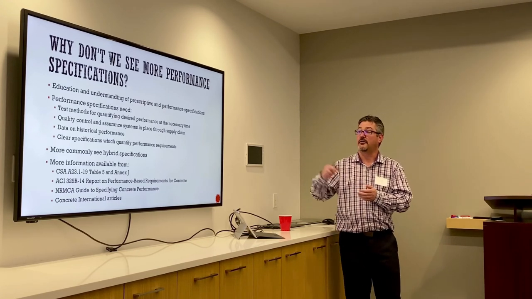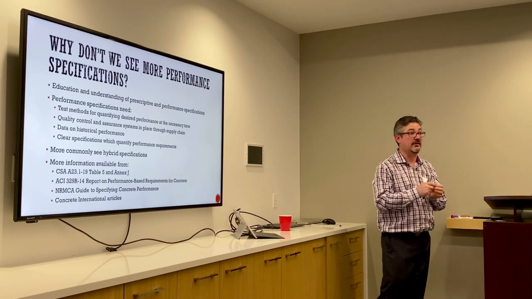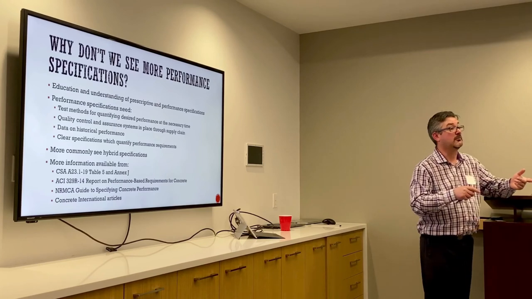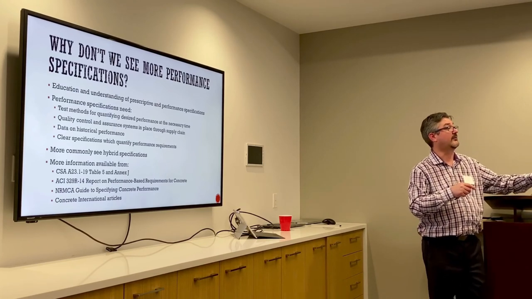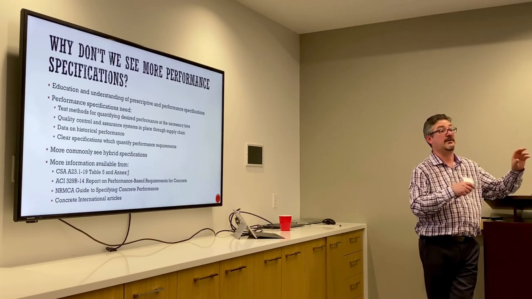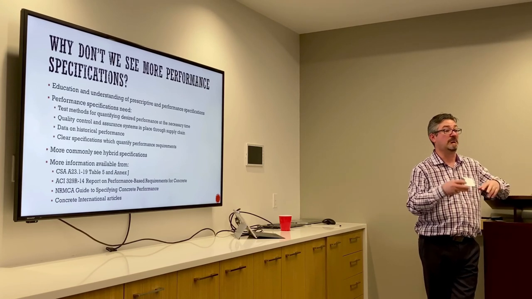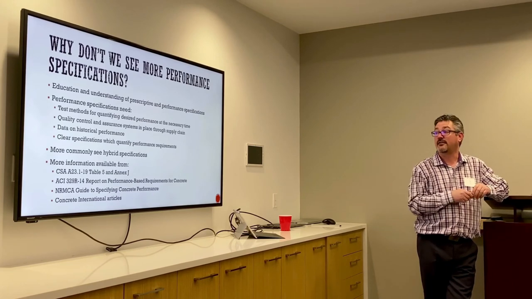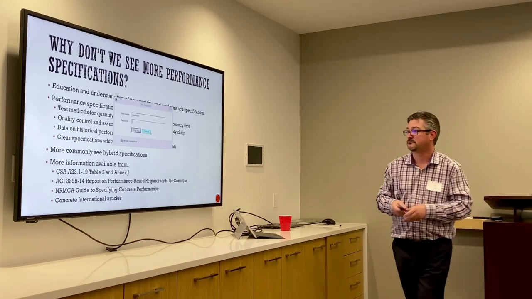You need to have a quality control and assurance system in place right through the entire supply chain. You need to have the data on the historical performance to say that this is a mix design that's actually going to be delivered here, and yes, it does what it's supposed to do and meets the requirements that you have here. You need to have those clear specifications, as I pointed out.